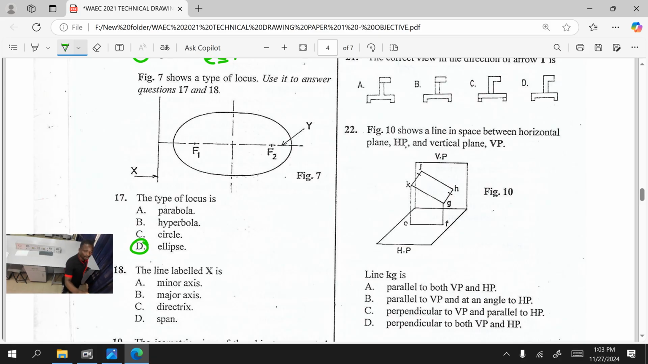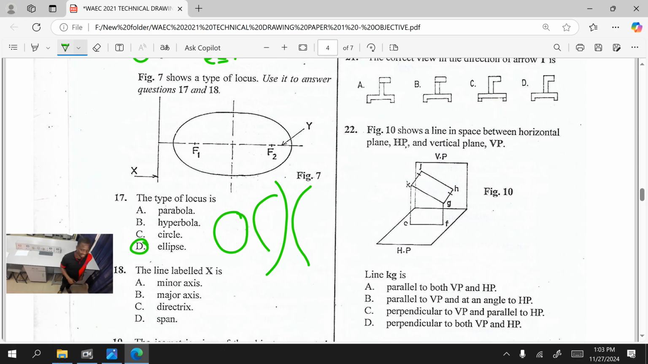A parabola looks like this. Can you see the curve? Good. A parabola is going to look like that. Hyperbola is going to be slimmer like this, and most times on both sides. A circle, everybody knows how a circle looks. Do you get it now? Good. So let's go to 18.